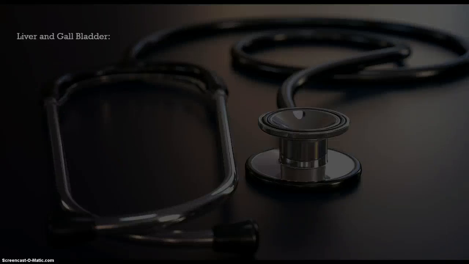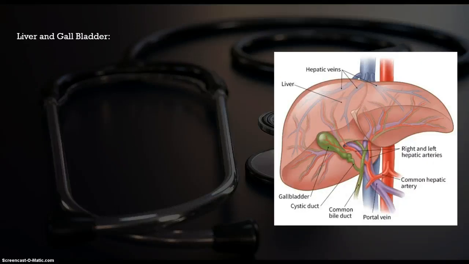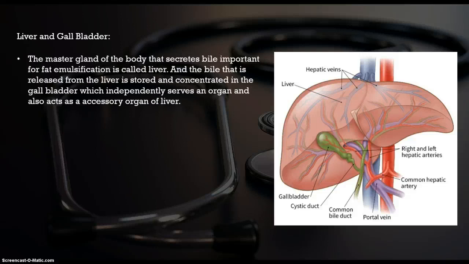After this we have the liver and gallbladder. The master gland of the body secretes bile, which is very much important for the emulsification of fat. Fat is not broken down, it is emulsified and then absorbed. So this emulsification of the fat is very much important in order to absorb the fat inside our body. And this emulsification is done by whom? It is done by the liver and gallbladder.